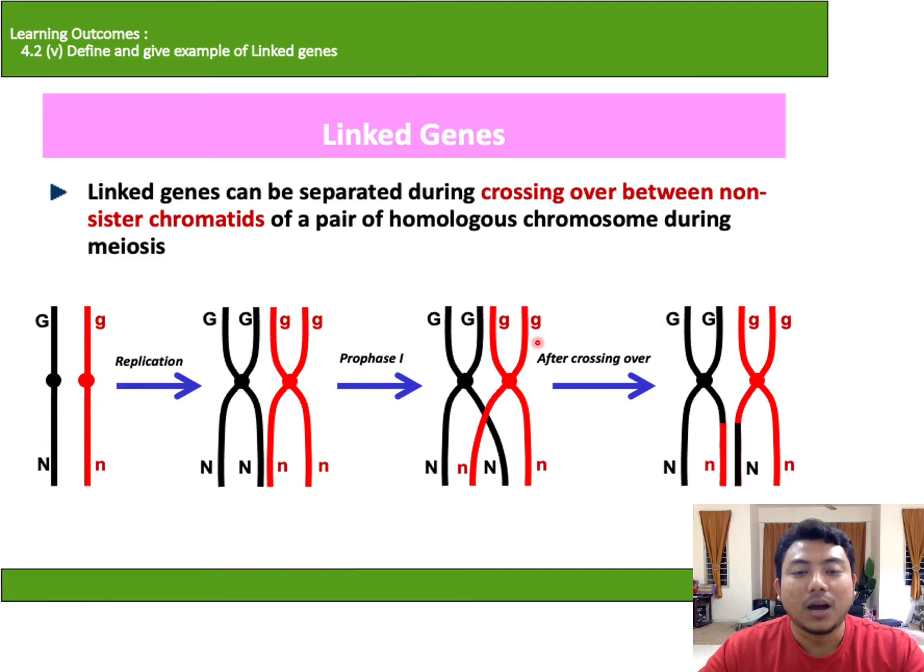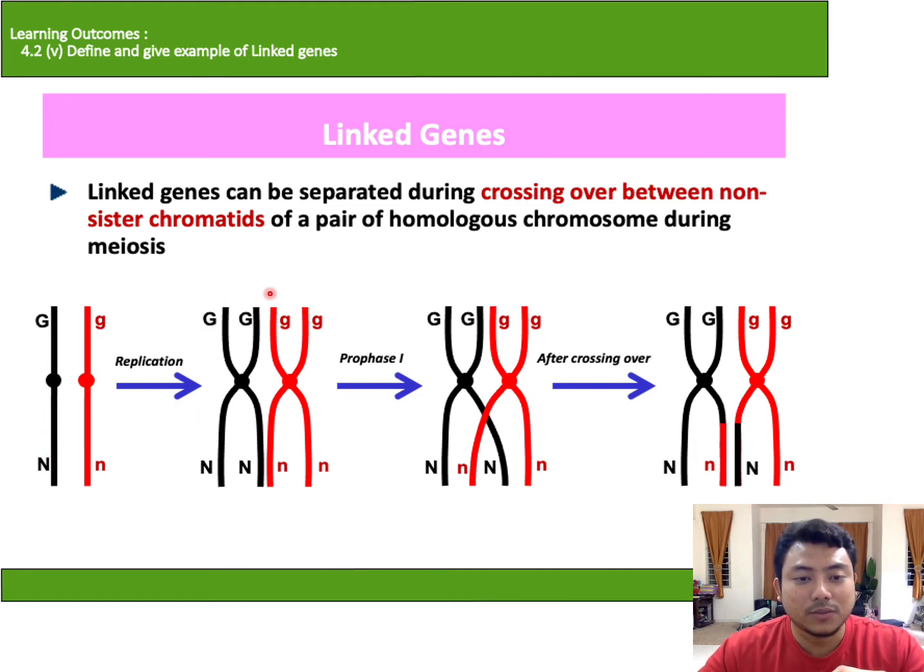However, for this linked gene, if there is a process of crossing over between these homologous chromosomes, between the non-sister chromatids, linked genes can be separated. This happens during crossing over between non-sister chromatids of a pair of homologous chromosomes during meiosis. So now let us look at this example. Originally we have the capital G, capital N, small g, small n, on separate chromosomes. However, capital G and capital N are to be remembered on the same chromosome.